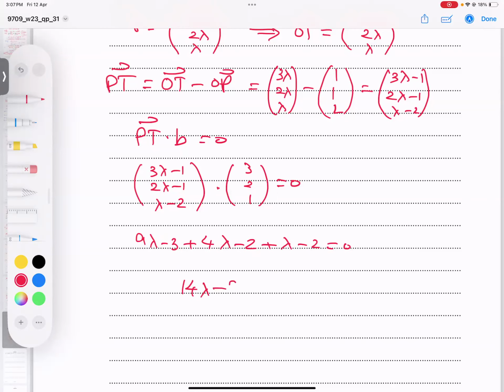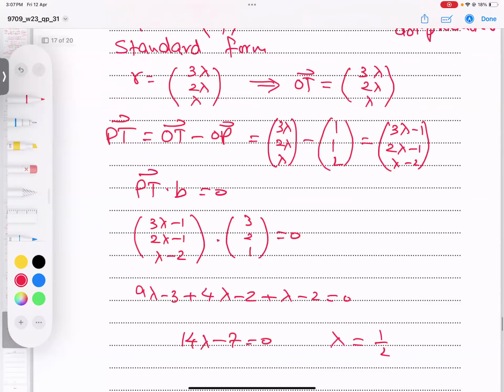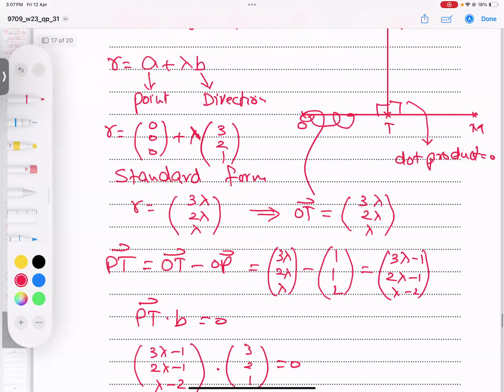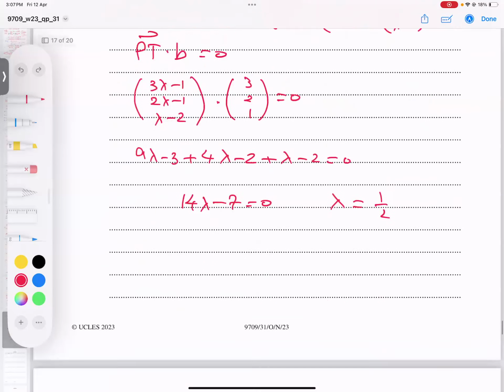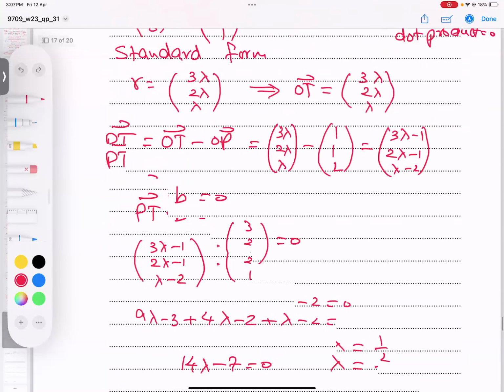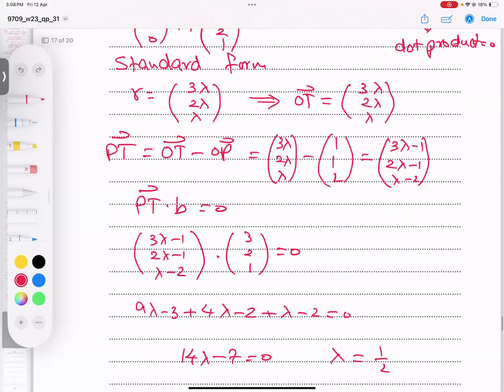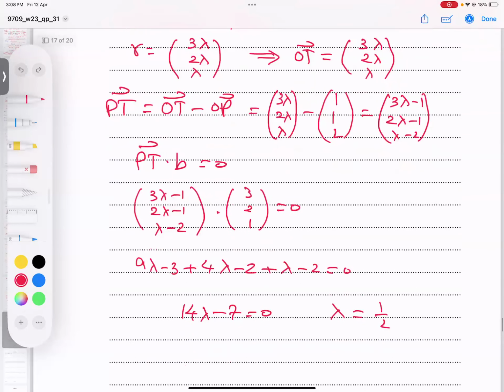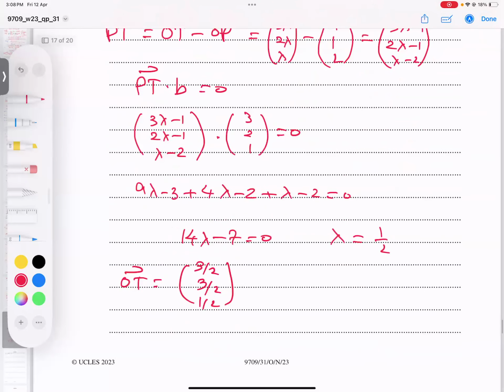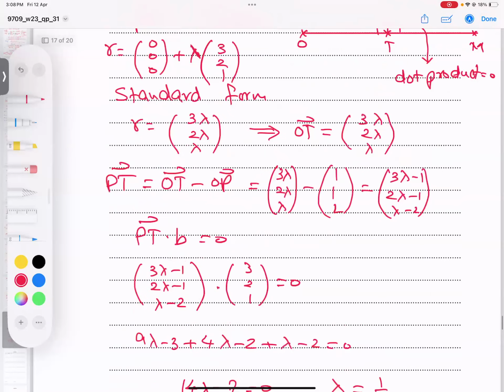So lambda is becoming half. It means that here lambda 0, here lambda 1, and maybe here lambda is half according to the situation. And if I plug in, what is my target? To find the length, so I need T. So I will plug it in here. So the OT vector coordinate becoming, when I plug it in here, 3 by 2, 3 by 2, and 1 over 2. So this is my T coordinate, but P I have already.